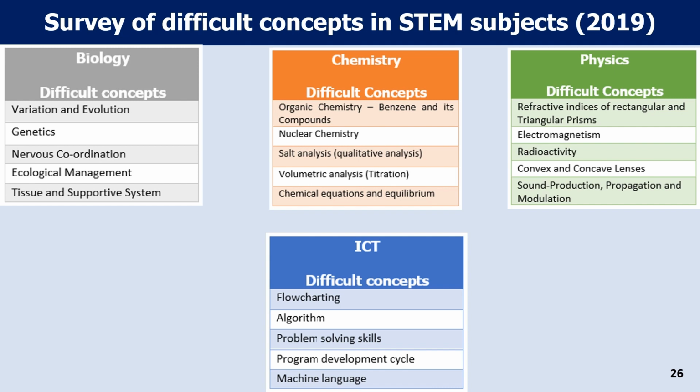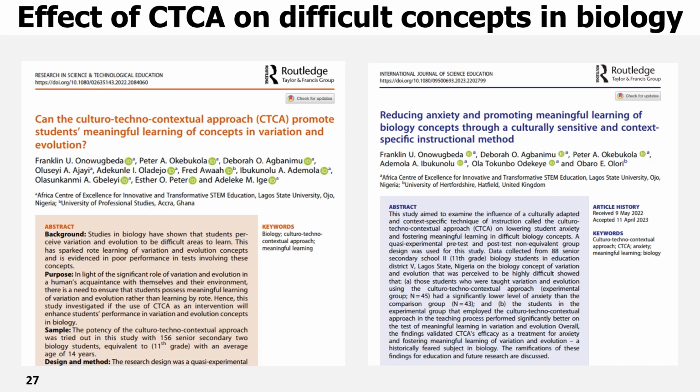In 2019, I belonged to a research group led by Professor Peter Okebukola, and in that group, what we did was to survey difficult concepts that students find difficult to learn in biology, chemistry, and physics. Highlights of our findings are what you can see on the screen here. So we started by exploring the topmost difficult concepts in each of these subjects.